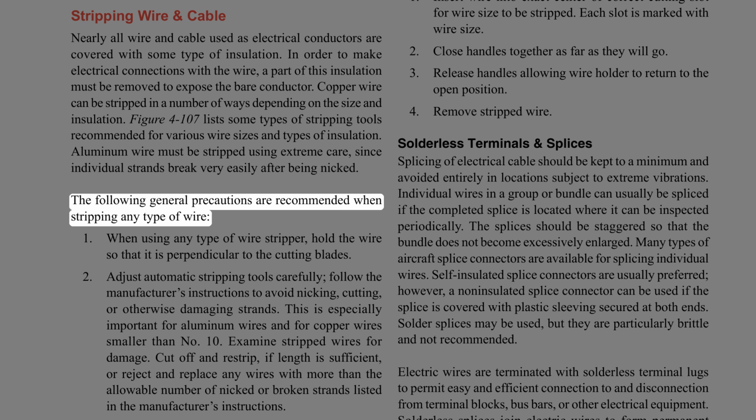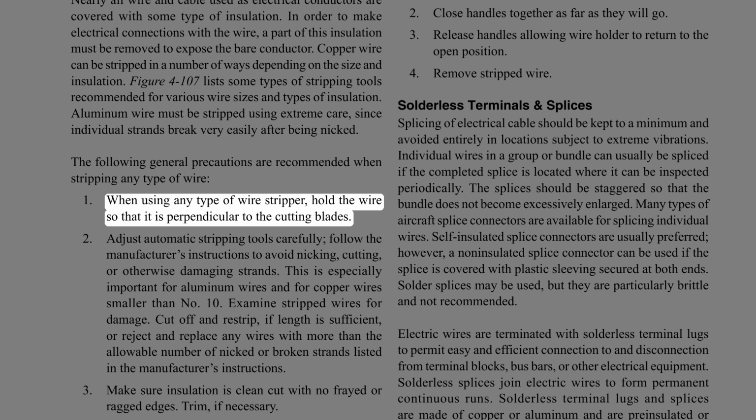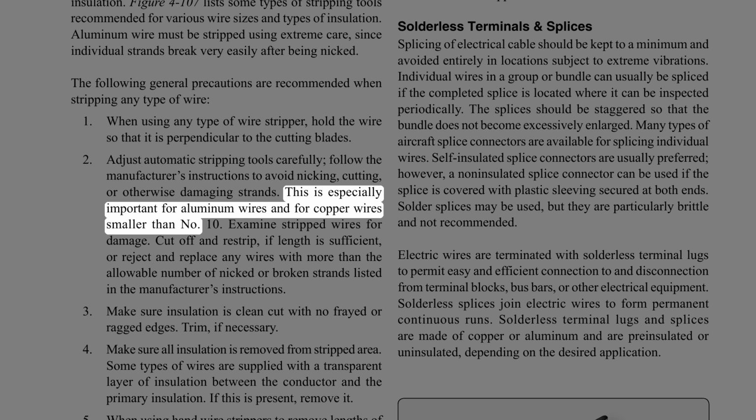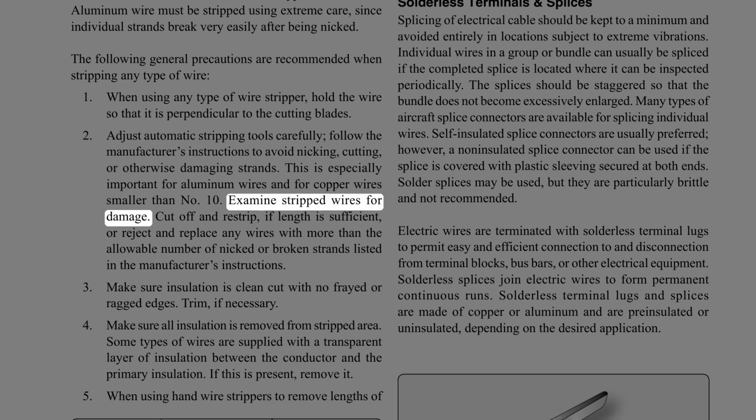The following general precautions are recommended when stripping any type of wire. When using any type of wire stripper, hold the wire so that it is perpendicular to the cutting blades. Adjust automatic stripping tools carefully. Follow the manufacturer's instructions to avoid nicking, cutting, or otherwise damaging strands. This is especially important for aluminum wires and for copper wires smaller than No. 10. Examine stripped wires for damage.